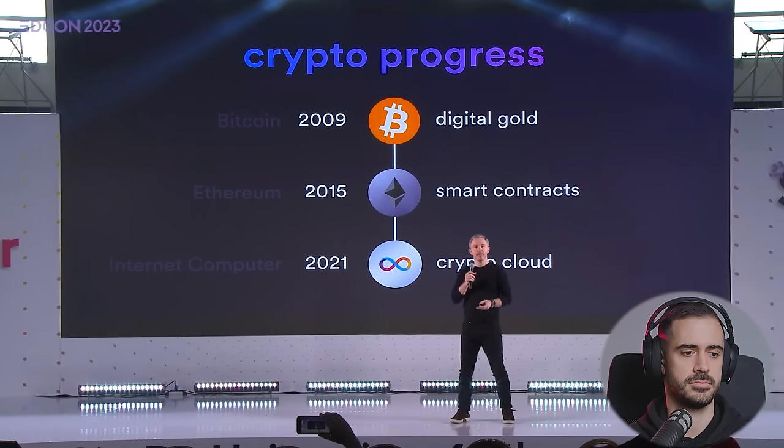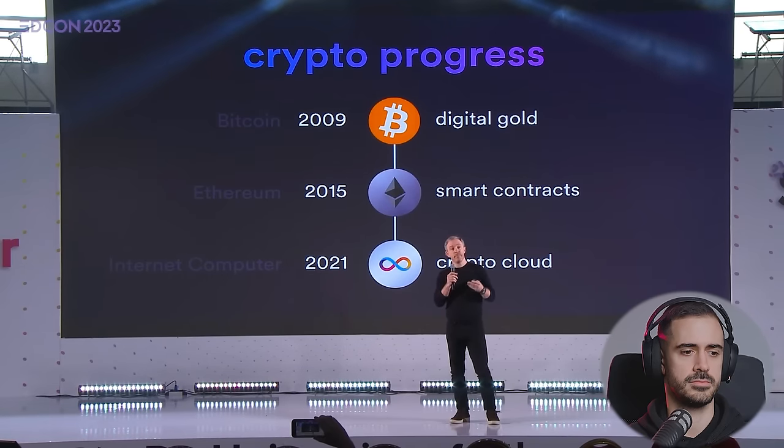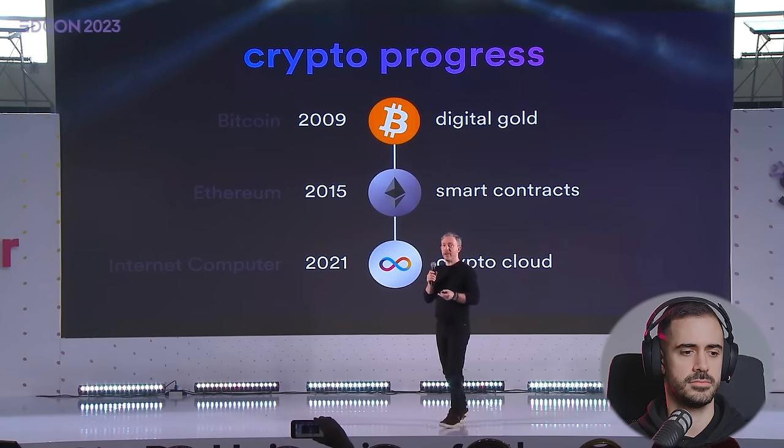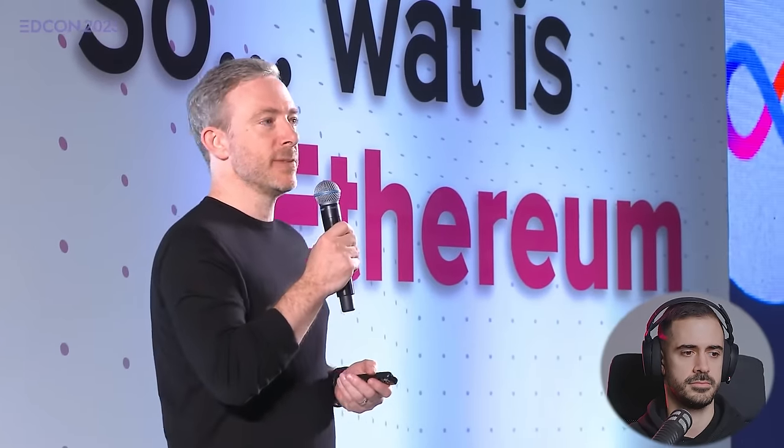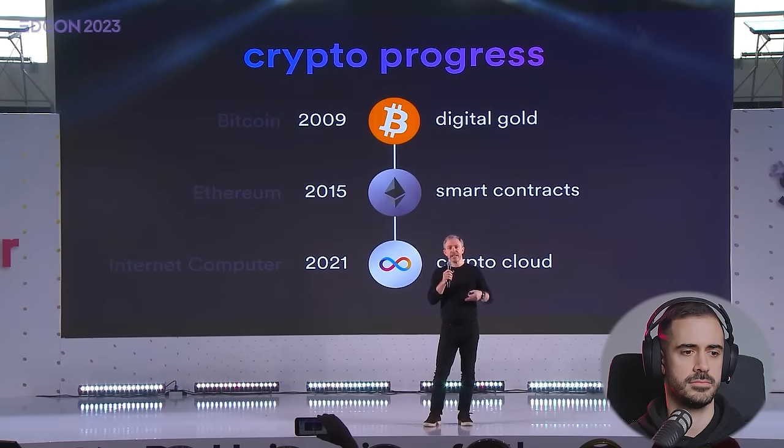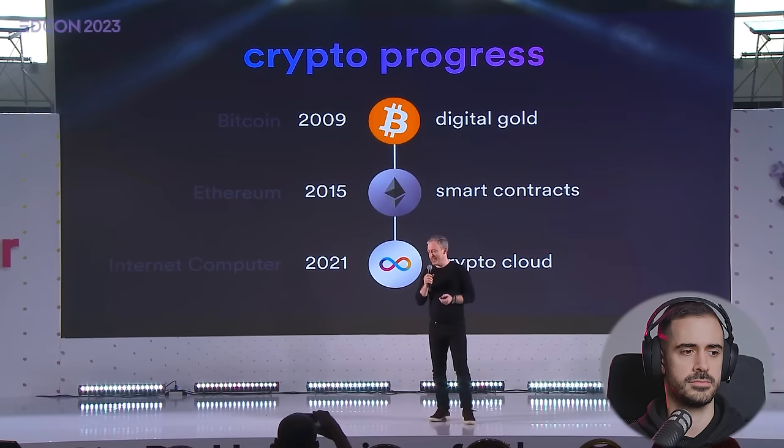I'm going to talk about realizing the world computer vision by combining Ethereum with the Internet computer. And to give you some perspective, Bitcoin appeared in 2009 and gave us digital gold. Ethereum launched in 2015 and gave us smart contracts. And then finally, the Internet computer launched in 2021 and produced something you can think of rather like a crypto cloud. It's a blockchain, but it uses a very different architecture, a lot of super interesting advanced math and cryptography. And you see these kind of innovations come about every 6 years or something.